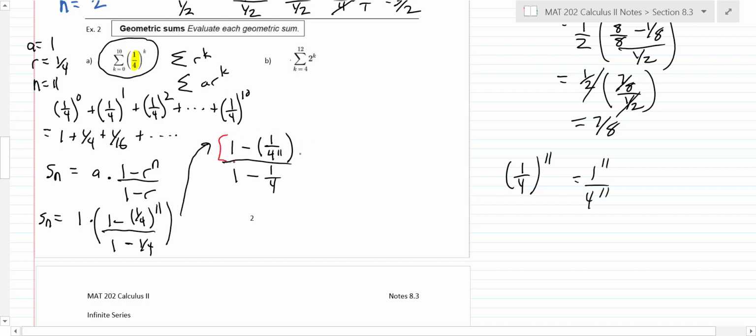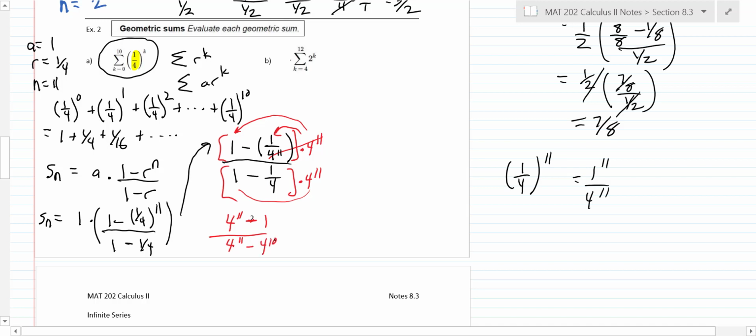To me the best way to work with this is to get rid of the highest power. So I'm going to multiply the top and bottom of the fraction by 4 to the 11th. That'll generally be the simplest way to do this. So 4 to the 11th times 1 is 4 to the 11th. If you multiply this by this, that cancels out, leaving you a minus 1. And then the bottom, you're going to end up having 4 to the 11th, and then minus 4 to the 10th, like that.